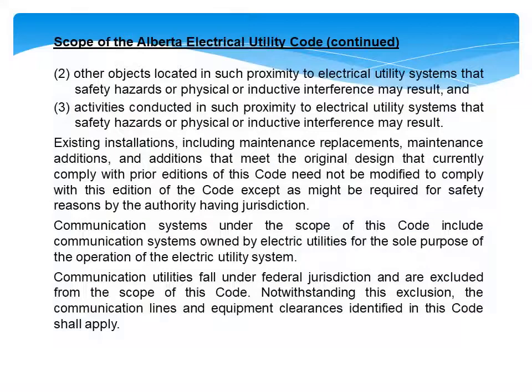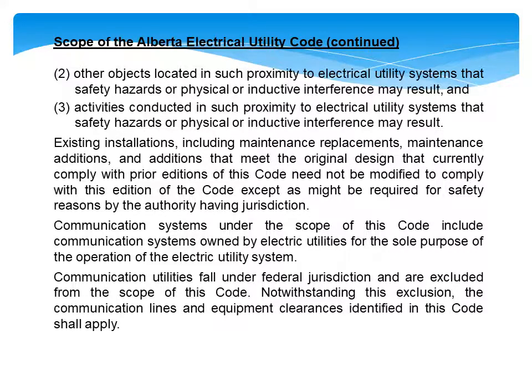The Alberta Electrical Utility Code also applies to other objects located in proximity to electrical utility systems or activities conducted in proximity to electrical utility systems in such a way that the location or the activity may result in safety hazards or physical or inductive interference.